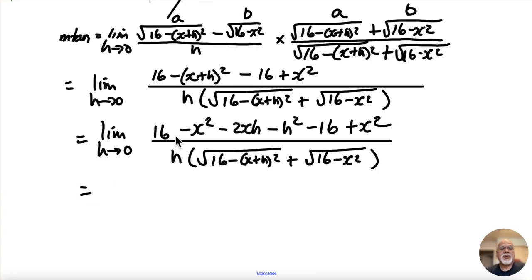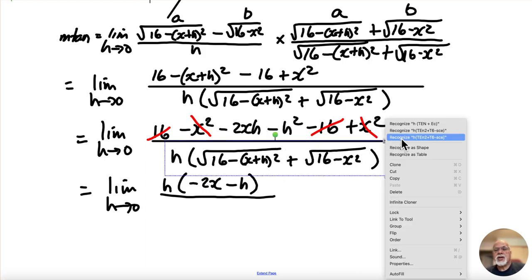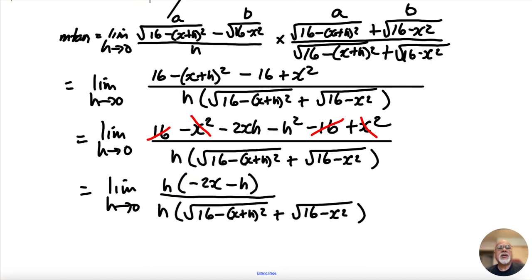And as promised before, all the terms that don't have h's in them go away. 16 minus 16. Negative x squared, positive x squared. And so we end up with the limit as h goes to 0. If this doesn't happen, by the way, that means you made a mistake higher up. This has to happen. And now if we factor the h out of the top, I end up getting negative 2x minus h all over this piece here, which I can clone again. And now the h's go away.